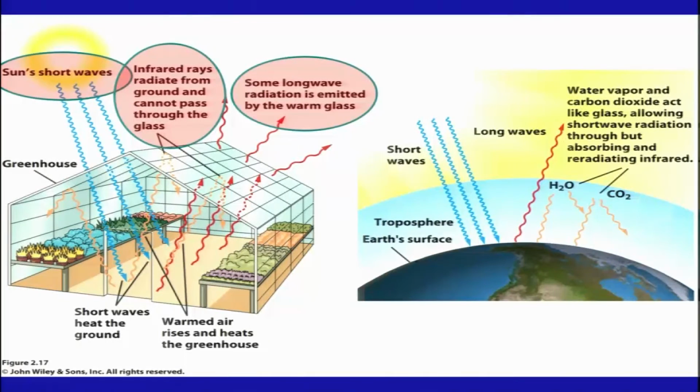So, the water vapor and the carbon dioxide act like glass, allowing short wave radiation through, but absorbing and re-radiating the infrared back to the earth's surface. Now, this will increase the warming up of the earth's atmosphere and the earth's surface. And this in particular is what we are talking about, the greenhouse effect.